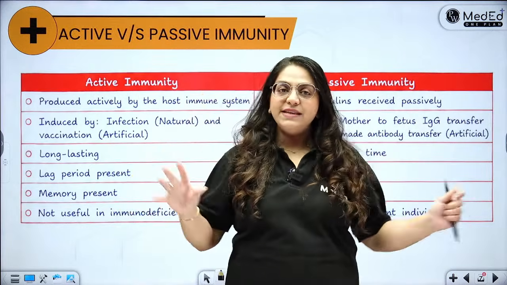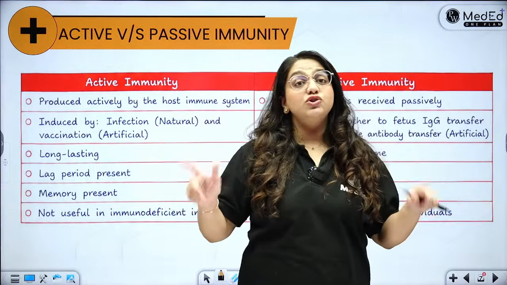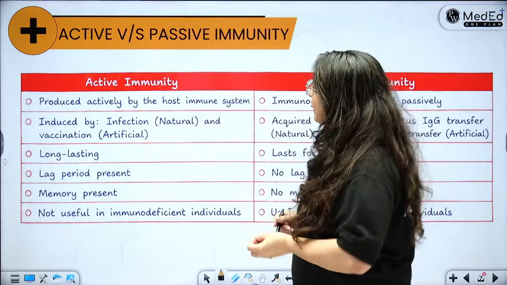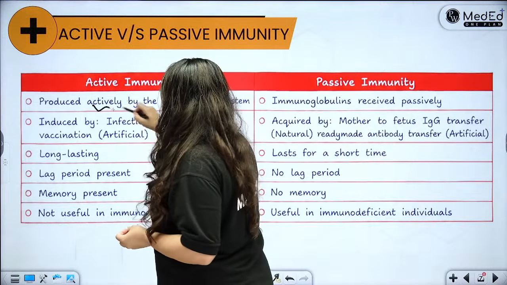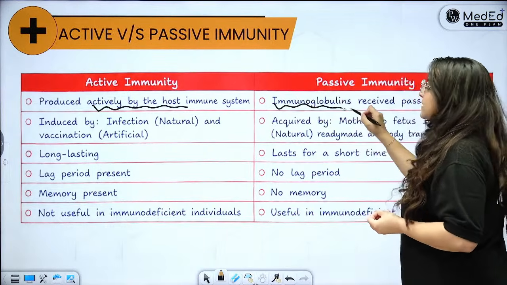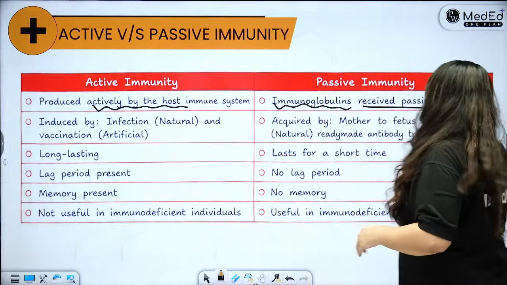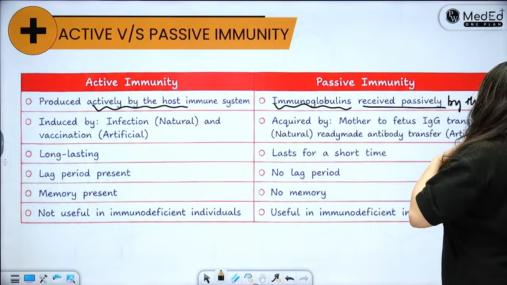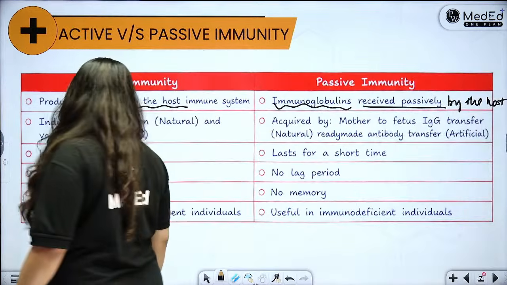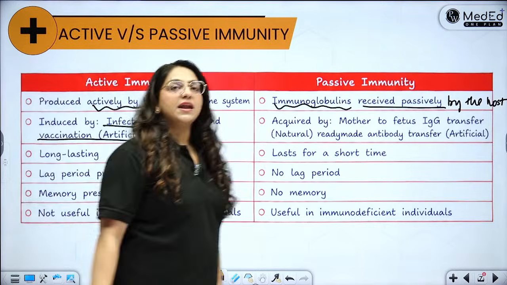Now both active as well as passive immunity can be natural or artificial. Active immunity is produced actively by the host immune system, whereas passive immunity is immunoglobulins. Immunoglobulins means antibodies themselves are received passively by the host. By me, I am the host. Now, how can active immunity be induced? By infection, which is a natural source, and by vaccination, which is an artificial source.